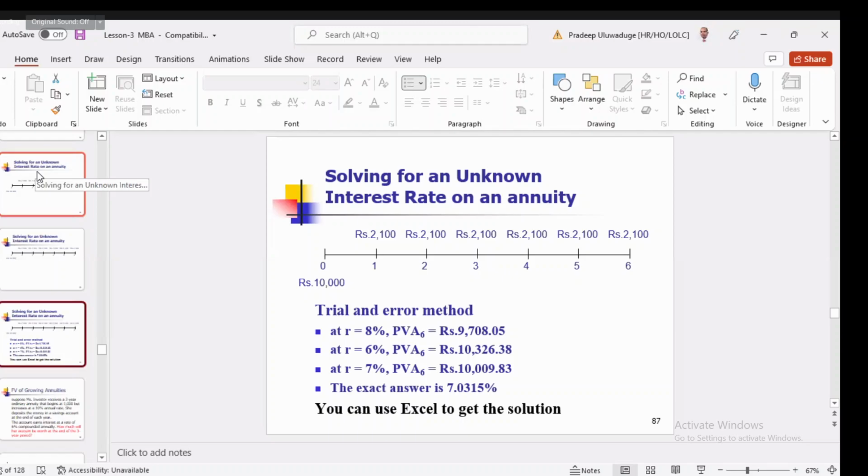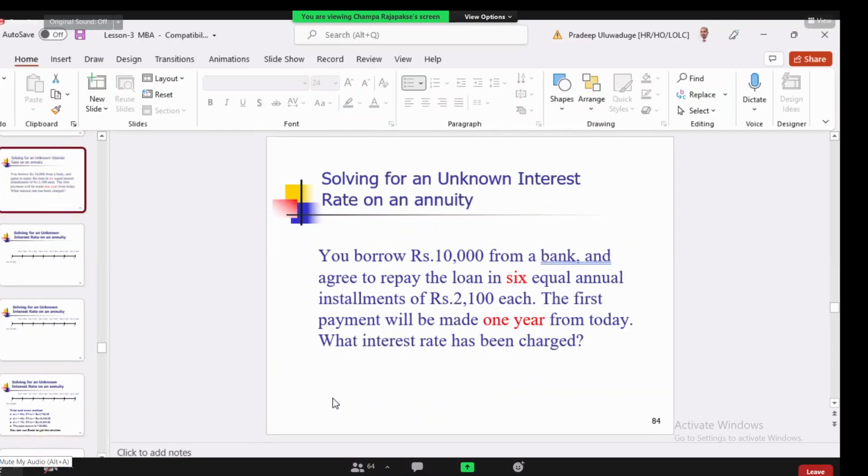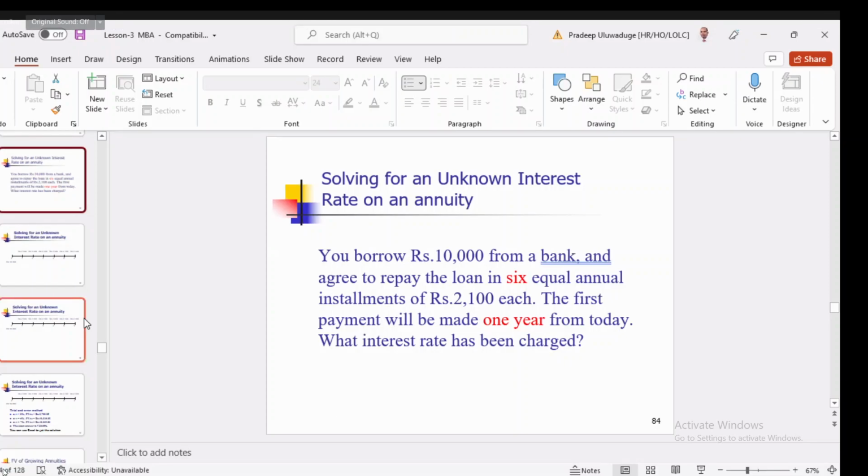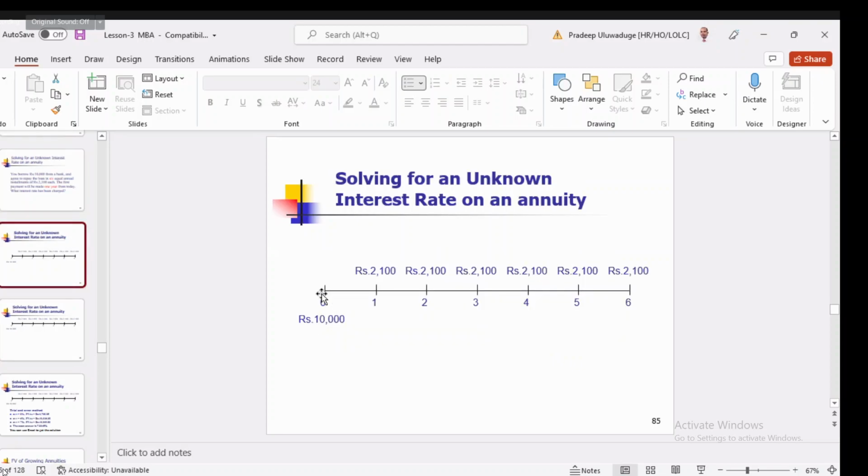You borrow 10,000 from a bank and agree to repay in 6 equal annual installments of 2,100. The first payment will be made 1 year from today. I said this is important because if the payment is made immediately, it becomes an annuity due. So the first payment 1 year later means you will be paying 2,100 at the end of each year for a time period of 6 years. Right? So 10,000 is the present value.